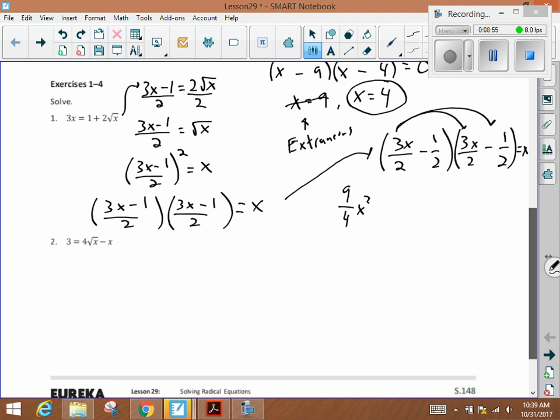This one times this one is going to give me, remember I'm multiplying both my numerators and my denominators, 3/4 x. This one times this one is also going to give me 3/4 x. And that times that is going to give me, remember, again, multiplying my numerator and my denominator, negative times a negative is a positive, and 1 times 1 is 1, and 2 times 2 is 4. Equals x. Kind of gross.